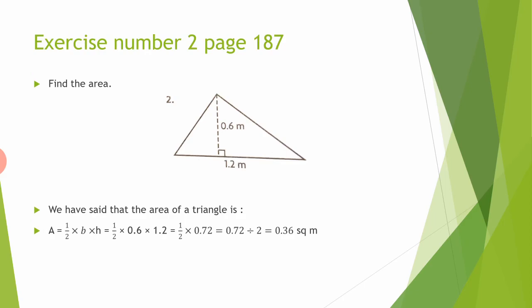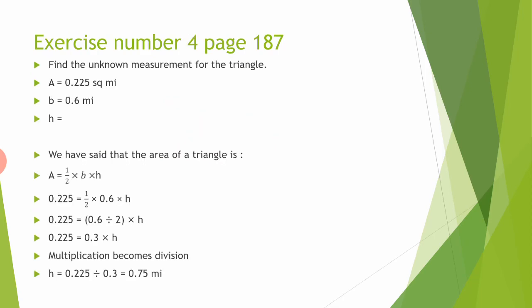Exercise number 2, page 187. We have a triangle with a base of 1.2 and the height of 0.6. The area is a half times base times height. So it's a half times 0.6 times 1.2. So 0.6 times 1.2 is equal to 0.72. A half times 0.72 is 0.72 divided by 2, which is 0.36. So the area of the triangle is 0.36. We skip exercise number 3, we don't make it, we make exercise number 4.